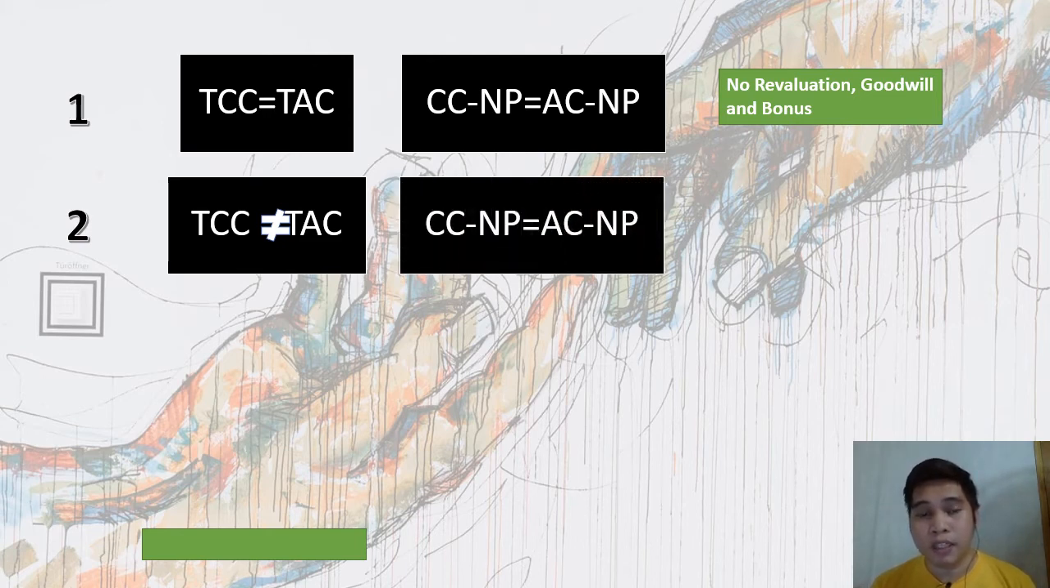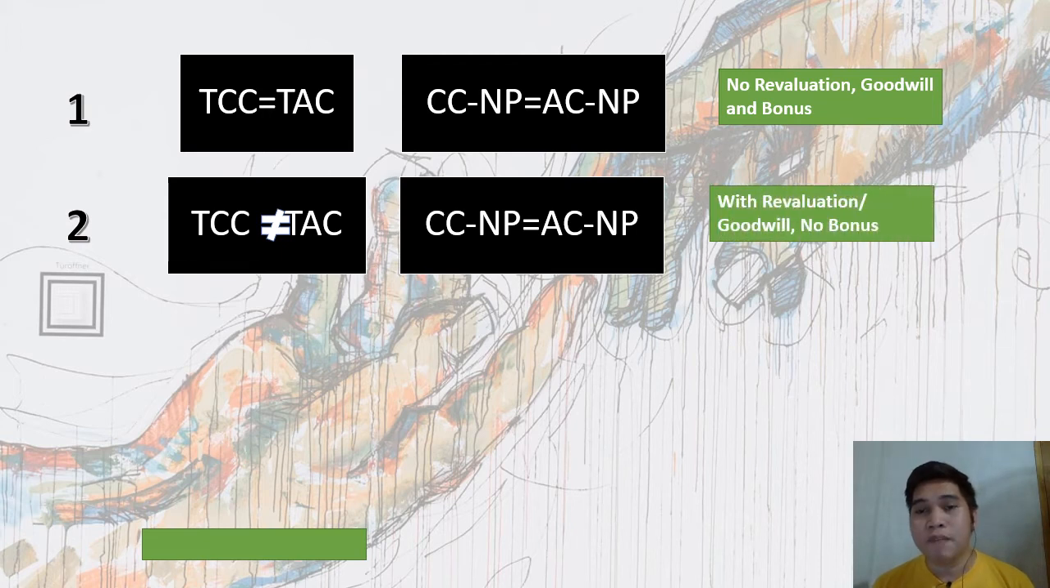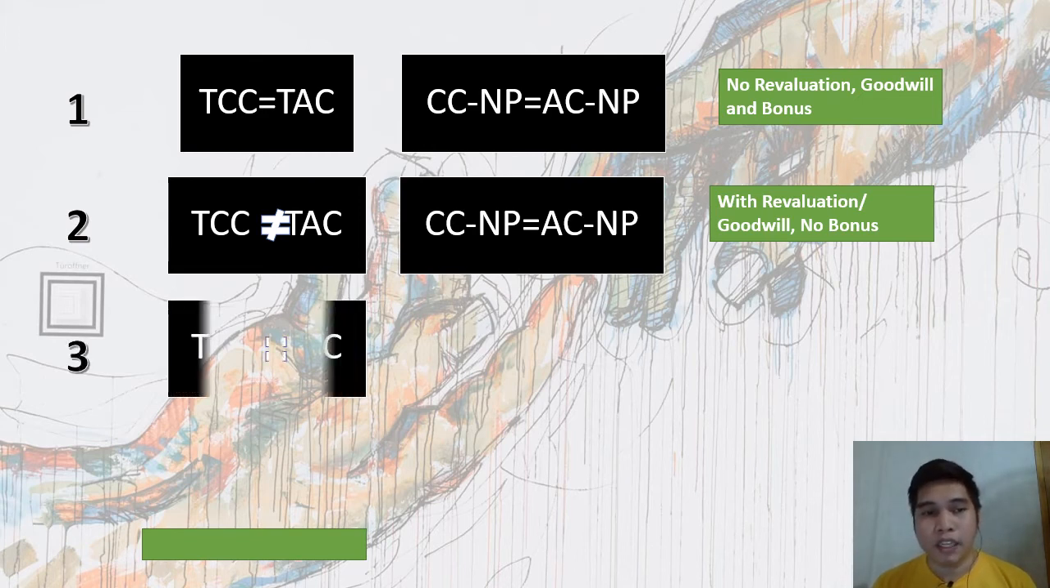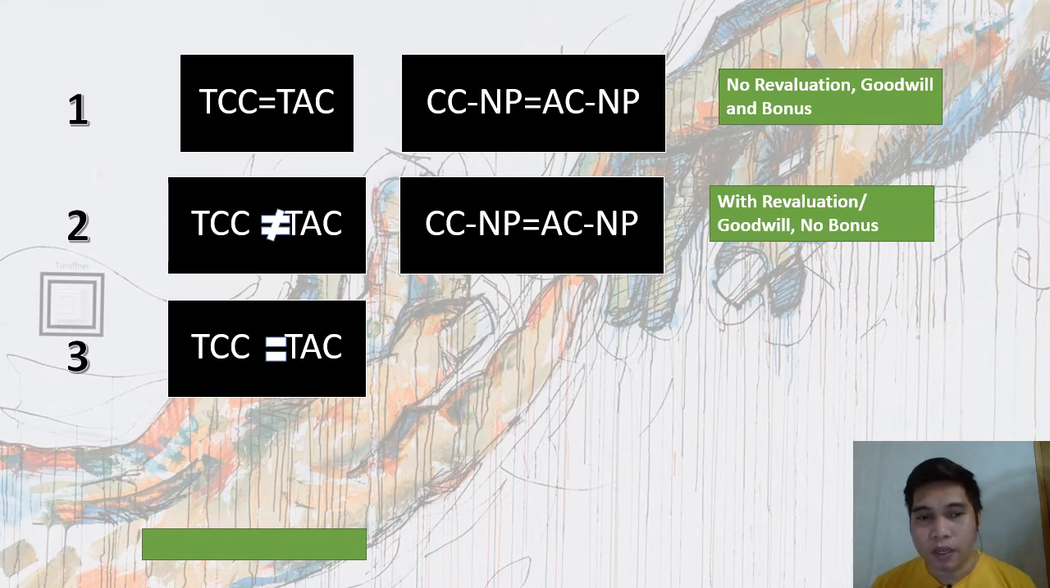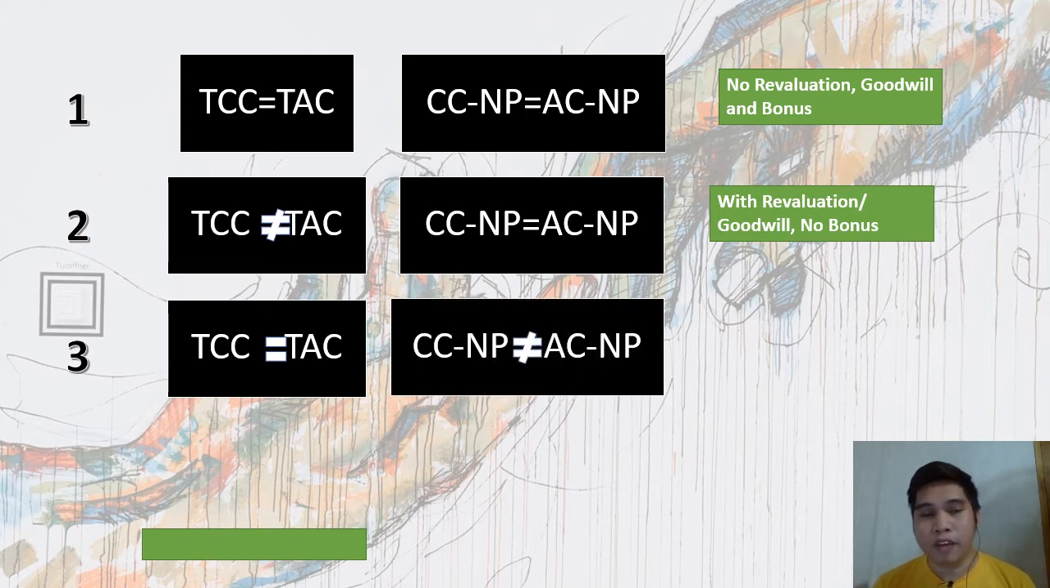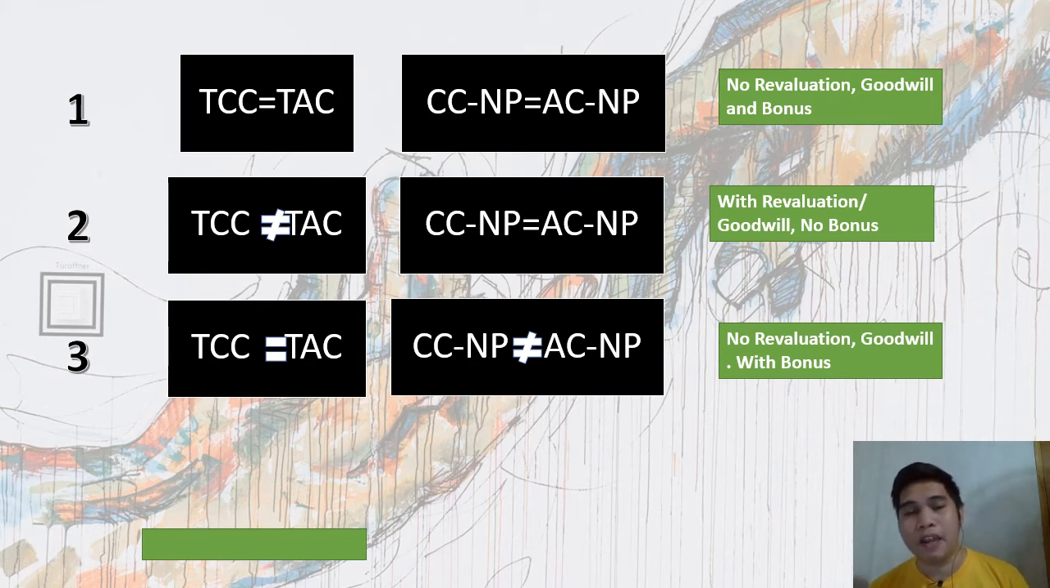So what if the contributed capital of the new partner is still equal to his agreed capital? If that's the case, ang ating approach ay with revaluation and goodwill kasi nga hindi equal si TCC tapos si TAC, and no bonus. Then number 3, we have the total contributed capital is equal to agreed capital. So if that's the case, no revaluation and also no goodwill kasi parehas lang si contributed capital sa total agreed capital. So if the contributed capital of the new partner is not equal to the agreed capital of the new partner, so therefore, meron po tayong bonus. So bakit magkakaroon ng bonus? Kasi nga hindi equal yung kanyang contributed capital kesa sa kanyang agreed capital. So pag mas mataas yung agreed capital, bibigyan na natin si new partner. Pag mababa naman ang kanyang agreed capital, magbibigay siya sa old partners.